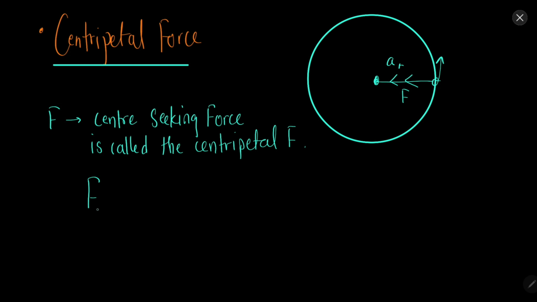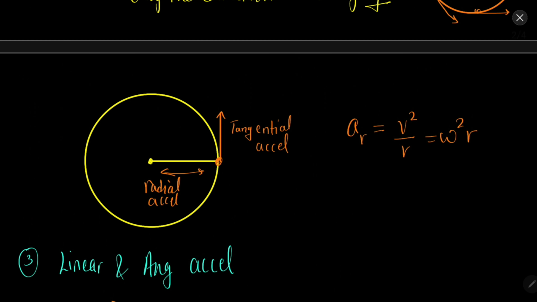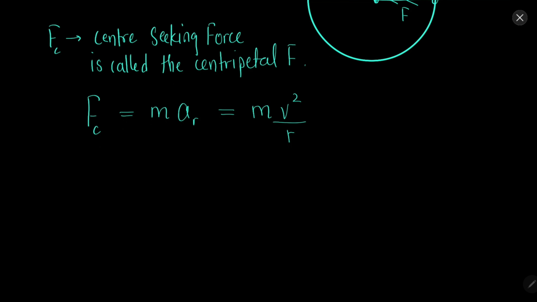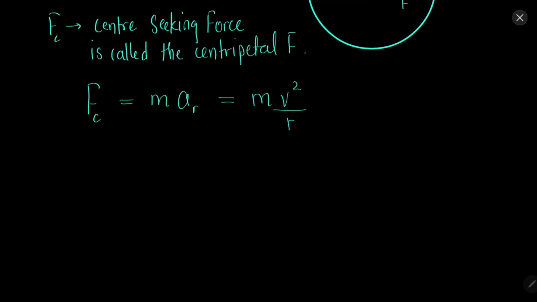So the value of this centripetal force is equal to m and the radial acceleration, and we know that the radial acceleration is equal to v square by r. We discussed this. The radial acceleration is v square by r. So what we will get? The value of the centripetal force is equal to mv square by r. So this is quite interesting.